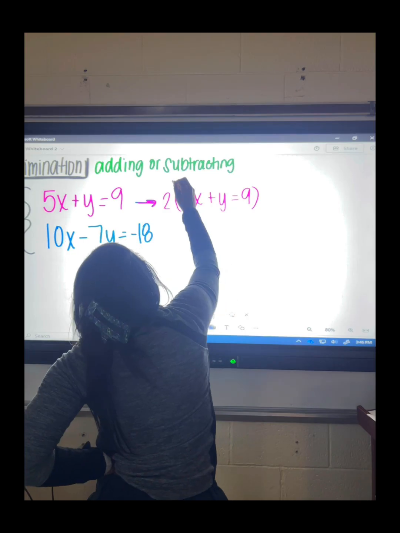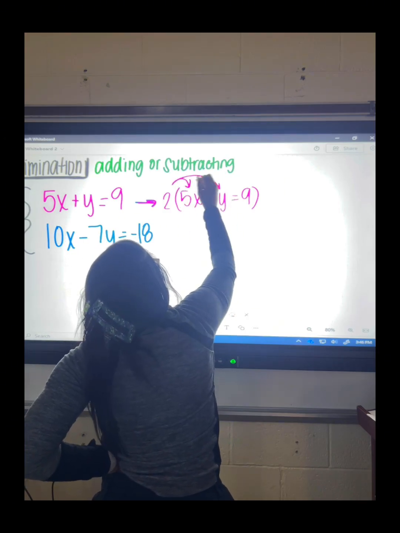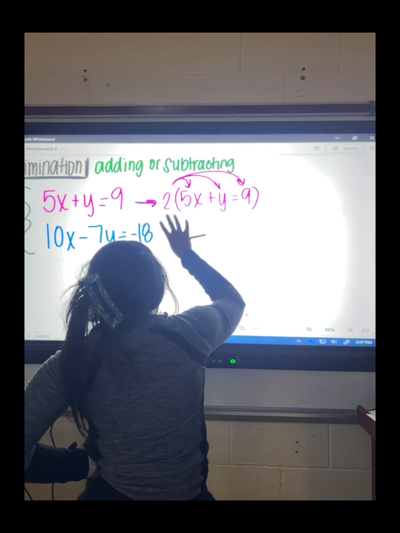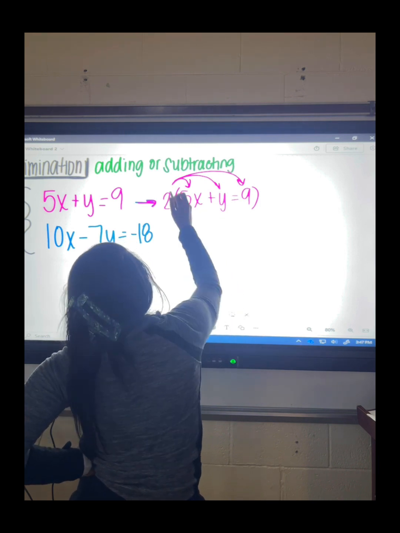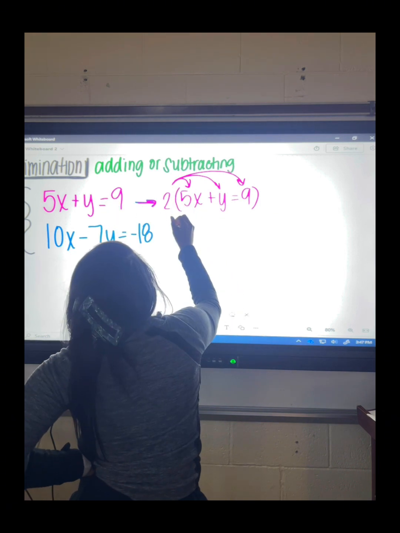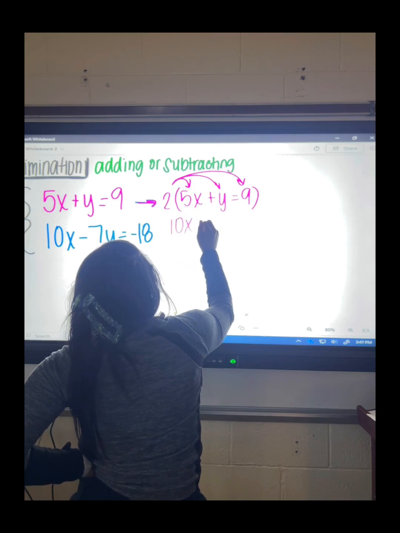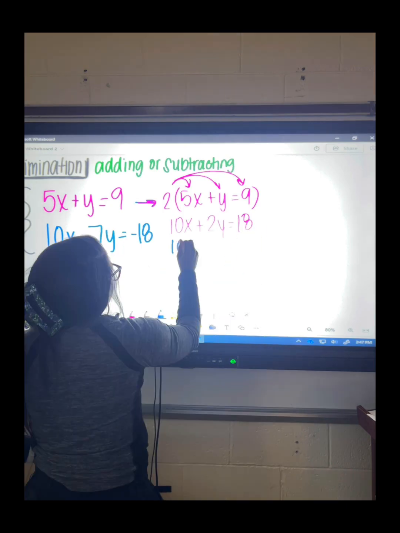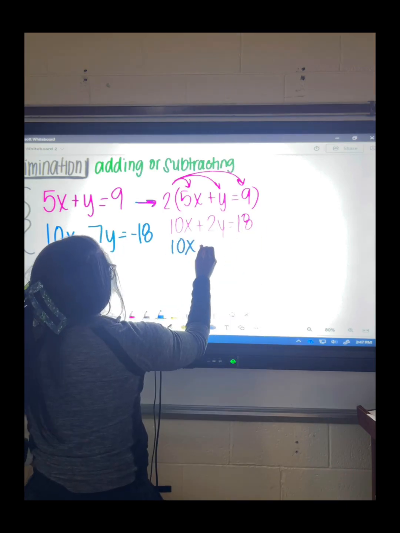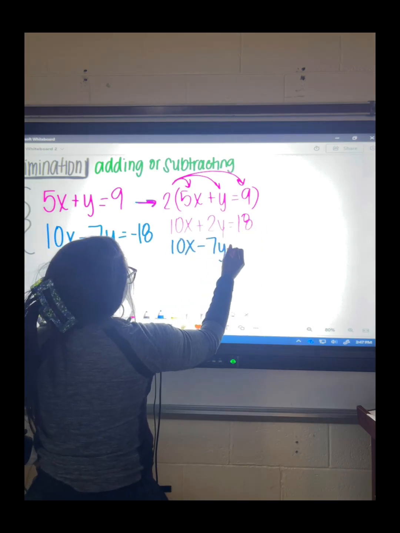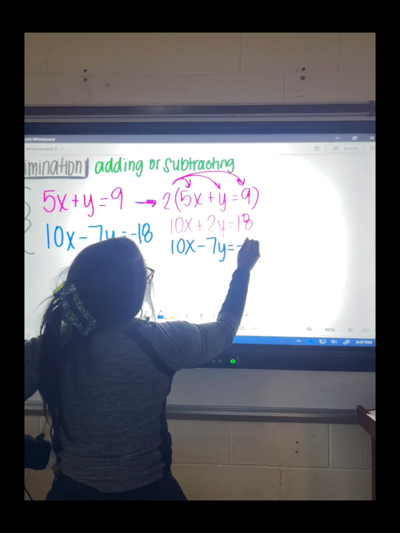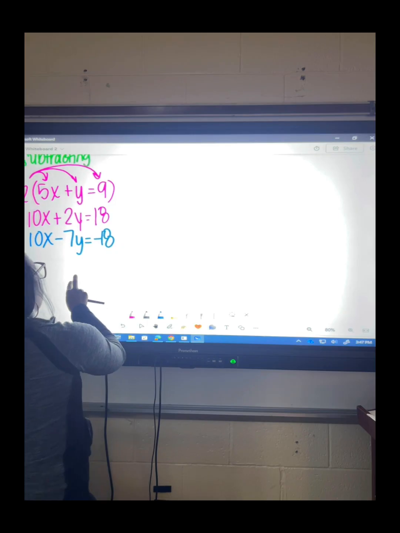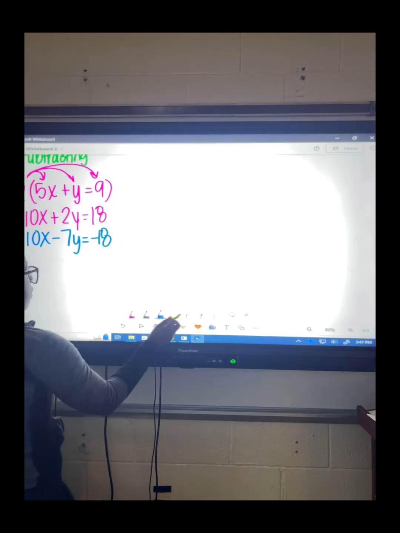Okay? And I distribute to everything. So you have to make sure you're not just distributing to what's on the left side of the equal sign. All of it. So this equation turns into 10x plus 2y equals 18. And now I'll bring my other one over. So now I'm dealing with something a little bit simpler than I had.